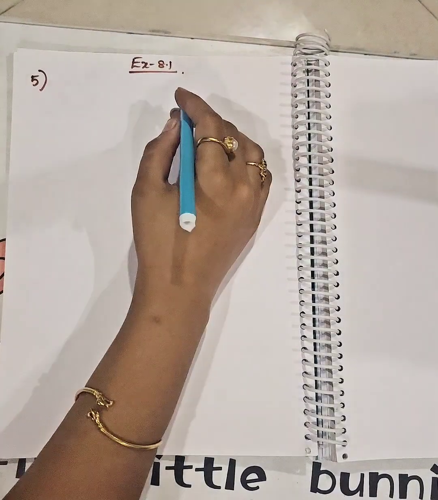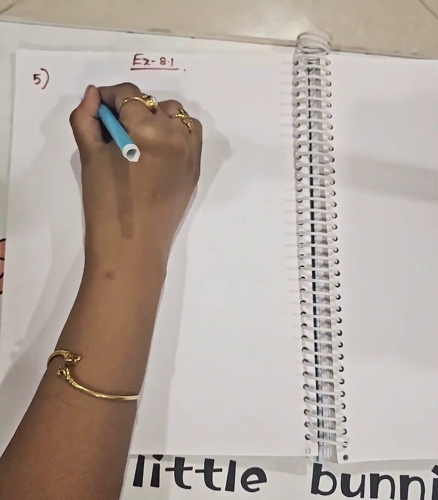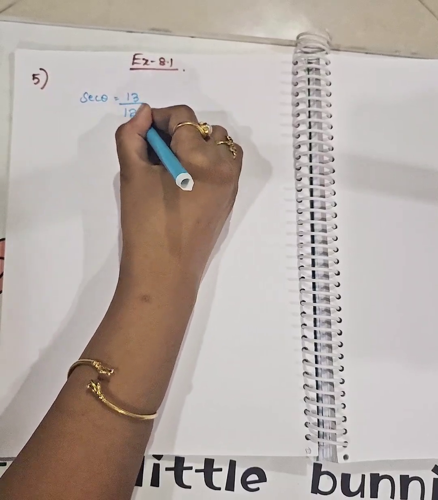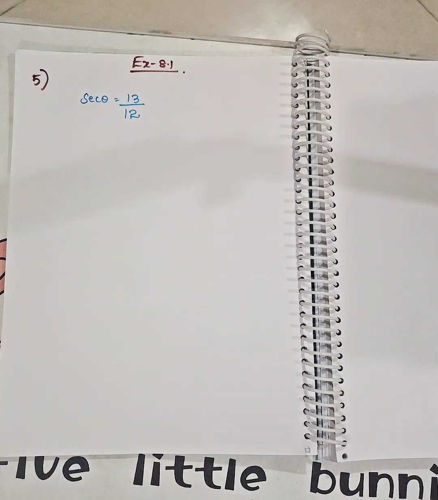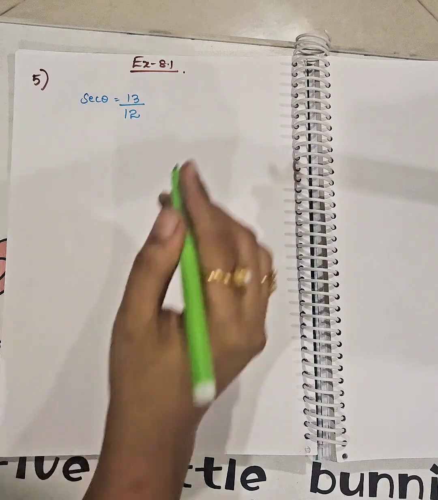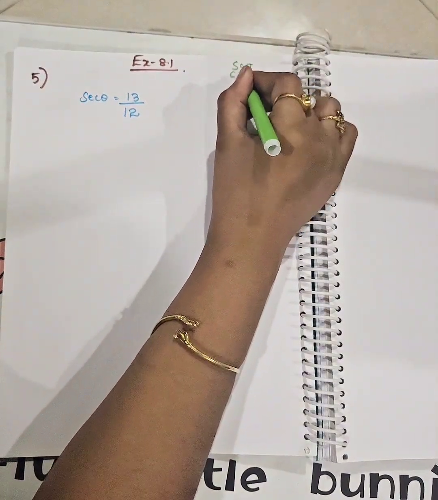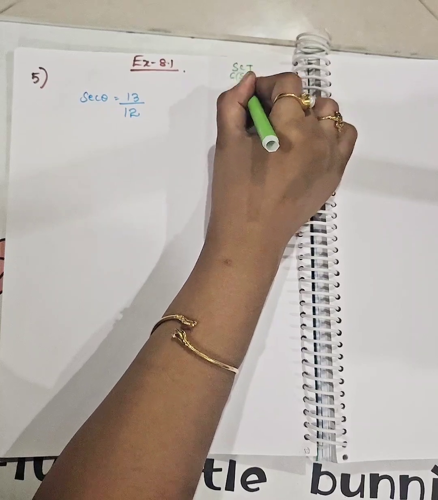So what have they given? Secant theta is equal to 13 by 12. This is what they have given. So already we know the secant theta formula. Cosecant, secant, cot. So this is only secant.